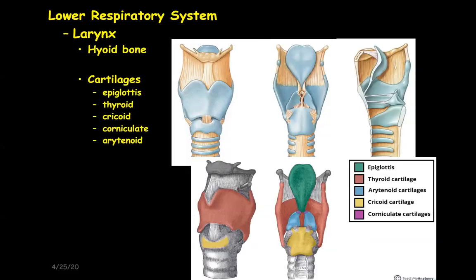Also present are the arytenoid cartilages and the corniculate cartilages. And both of these are functioning to regulate tension on the vocal cords and affect vocal tones. The bigger ones, these paired pyramid-shaped cartilages on the posterior superior edge of the cricoid, those are the arytenoid cartilages. And then the horn-shaped cartilages on top of them are the corniculate cartilages.